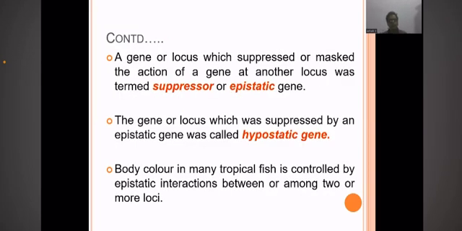A gene which tends to express itself in the presence of another gene is considered a dominant epistatic gene. The gene or locus which gets suppressed by a dominant epistatic gene is considered a hypostatic gene. Generally, the body color of many tropical fish is controlled by such epistatic interactions.